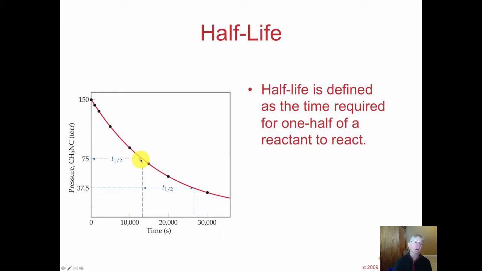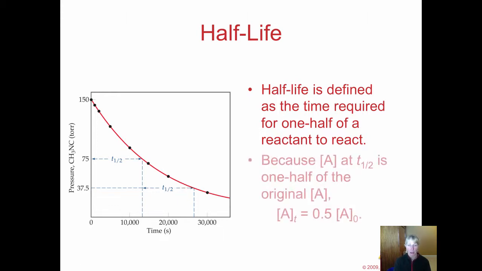So for the pressure of this reactant, CH3NC, to decrease by 1/2, it takes a certain amount of time, 10,000 seconds. If you go another 10,000 seconds to here, you're going to find that the half-life, again, to decrease 75 down to 37.5, is the same increment of time. So half-life is defined as the time required for 1/2 of a reactant to react. In this particular case, we're defining that as 0.5 times the initial concentration of the reactant.